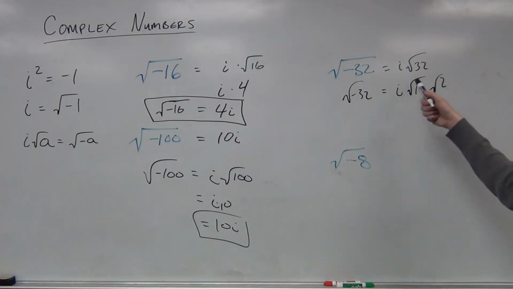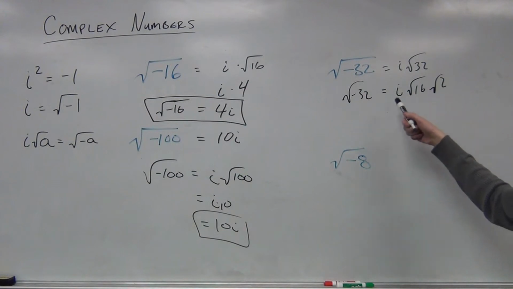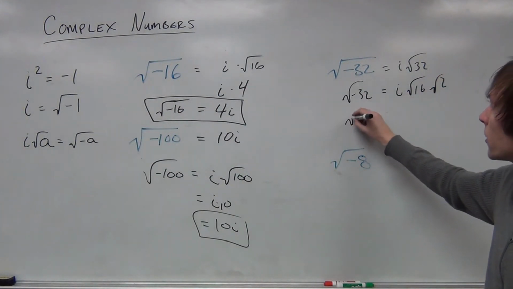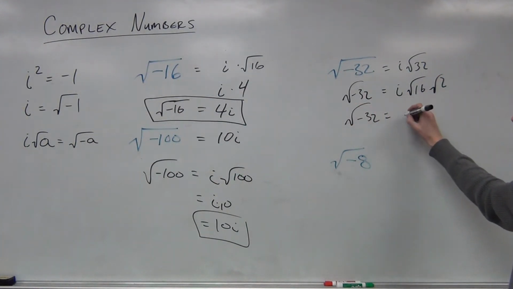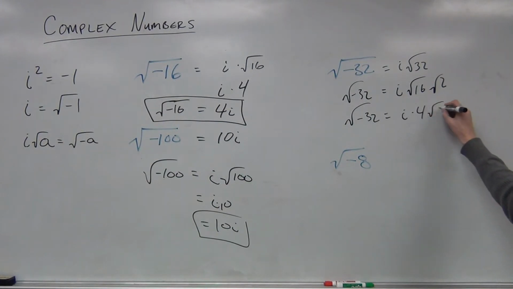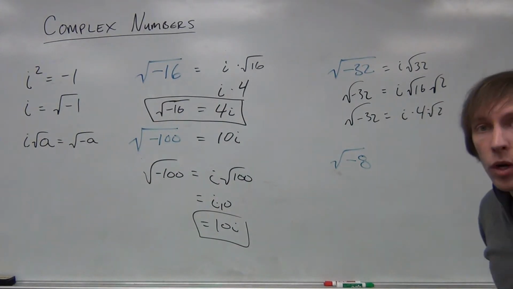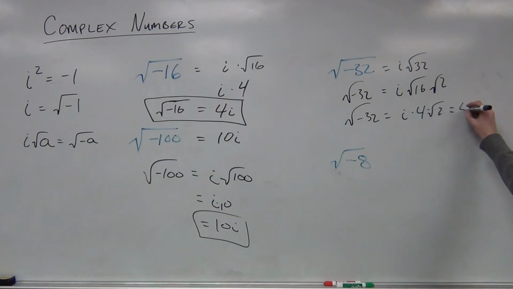16 times 2 is 32, so the square root of 16 times the square root of 2 is the square root of 32. This means that the square root of -32 is i times 4 times the square root of 2. How we will write this is 4i radical 2. That is our square root of -32.